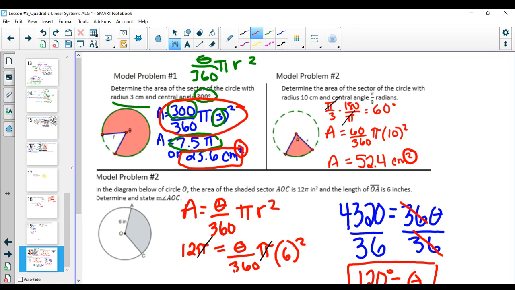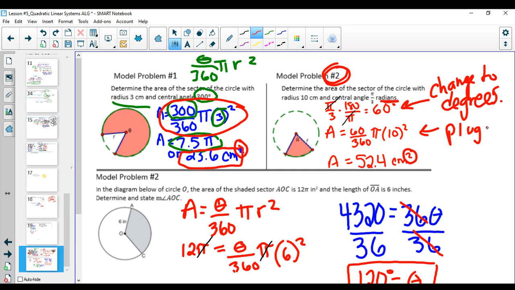In this case, in number 2, when you see a question that's in radian mode, you must first change it to degree mode first, and then you can plug it into the formula. A lot of people had questions with this one yesterday with the circumference. If it's given in radians, change it to degrees first from Monday's lesson, and then plug it in and solve. Again, you're plugging everything in and getting me a decimal.